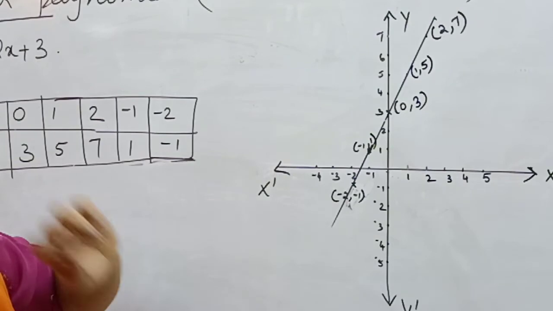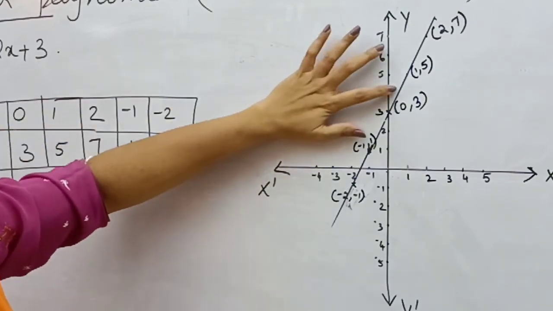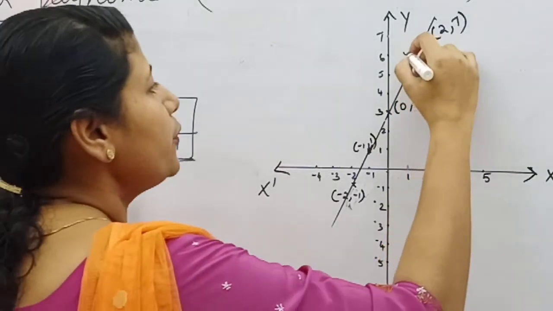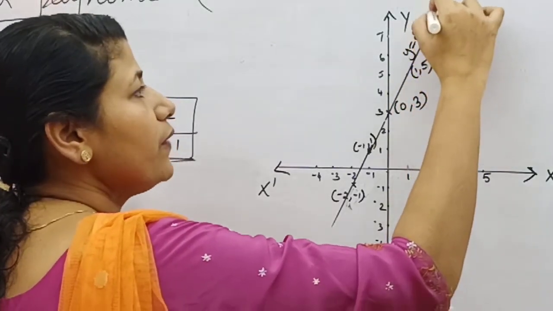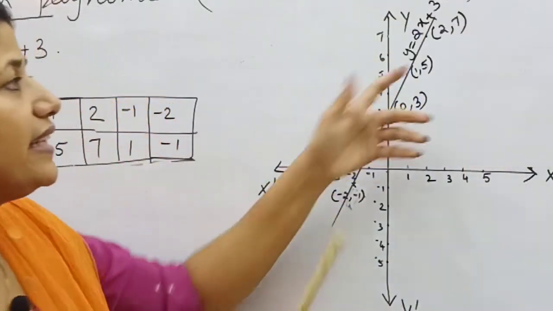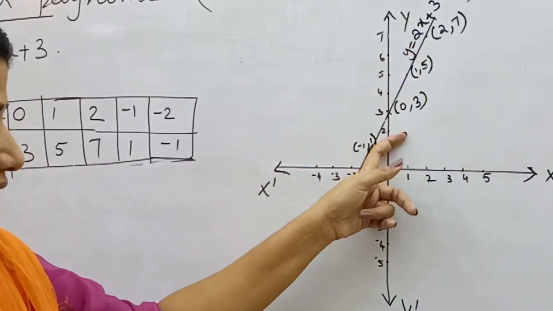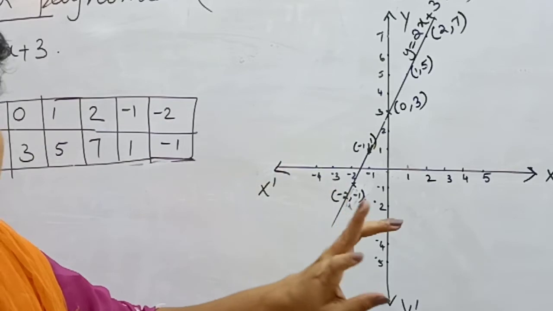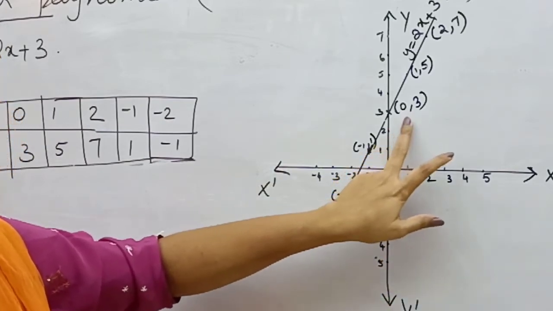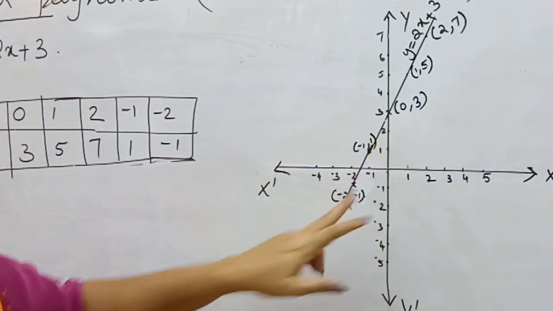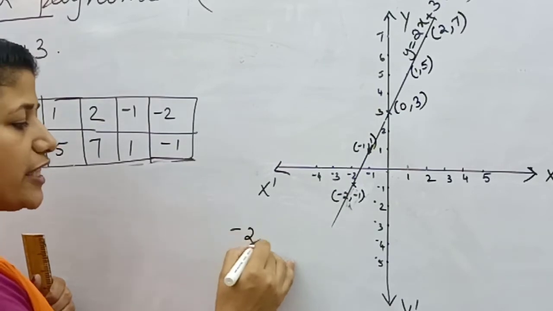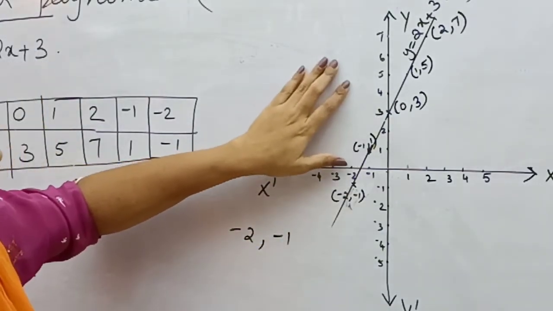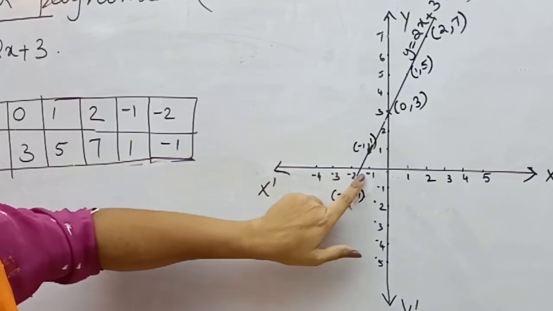You can find that this line intersects the axes at 2 points. This is the line y equal to 2x plus 3. This is the graph of y equal to 2x plus 3. And this line intersects the y-axis and the x-axis at 2 points. Here is the point 0, 3, and one more point is between negative 2 and negative 1. Whenever your line intersects the x-axis, that point will be your 0.